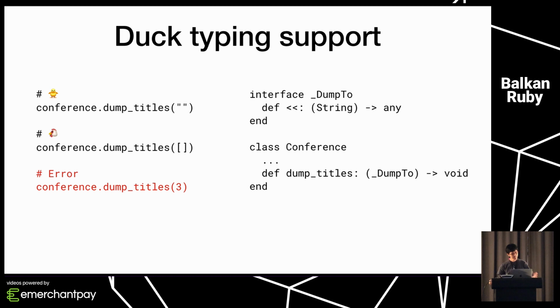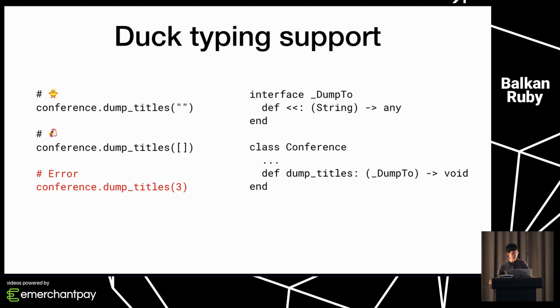Okay, so I'd like to explain the duck typing support in Steep. So this is an example. It's an extension of the previous example. We have a Conference class and add a new method like dump_titles. It will dump the titles of the talks. So in Steep, we need to define an interface to explain an abstract type. It has a shift operator. It takes a string and returns anything.